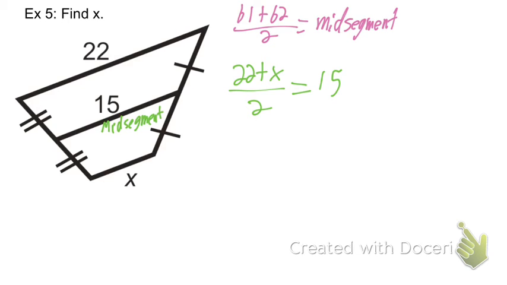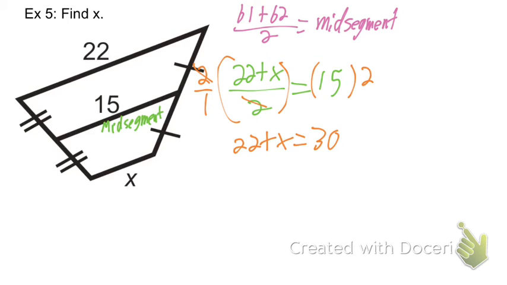To solve this equation, what do we do with that divided by 2? Do what on both sides? Multiply on both sides by 2, or 2 over 1 if you prefer to call it that. The 2 and 2 on the left-hand side reduce, so we're left with 22 plus x. What does the 15 and the 2 do? Multiply to 30. So now what's our one step left?